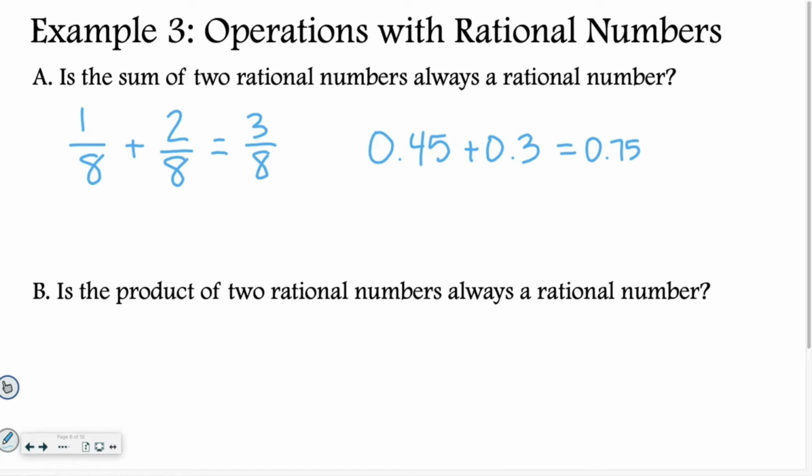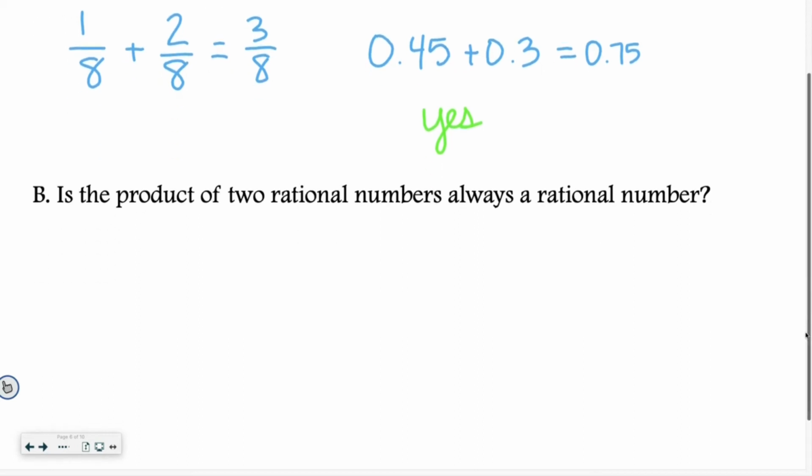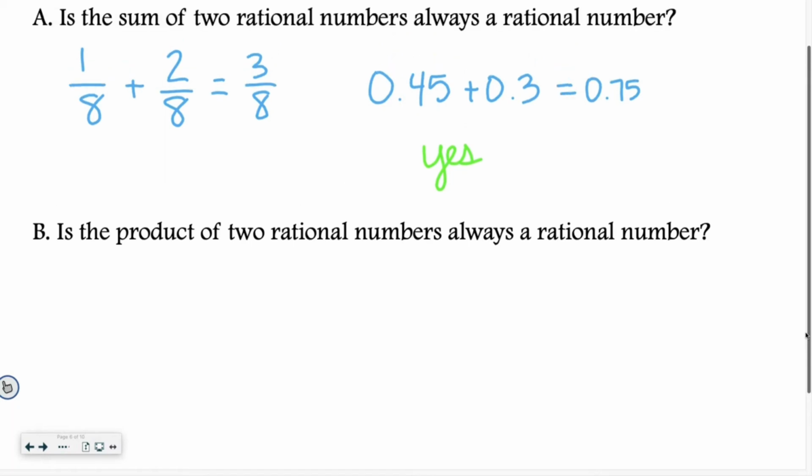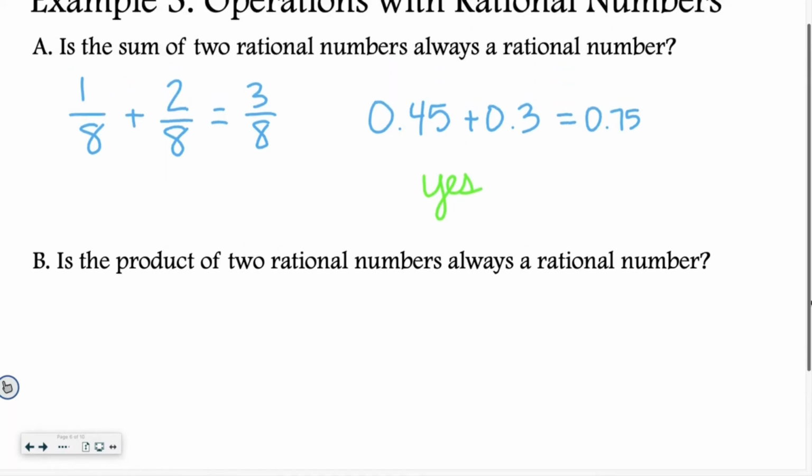So the sum of two rational numbers, I'm not going to get into a big, long explanation about this, but two rational numbers, when you add them together, will always be rational, okay? The sum of two rational numbers is always rational. Then letter B, what about the product of two rational numbers? So let's try the same thing.